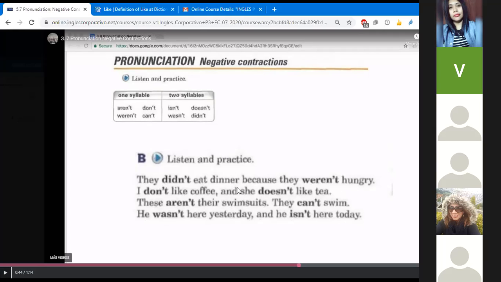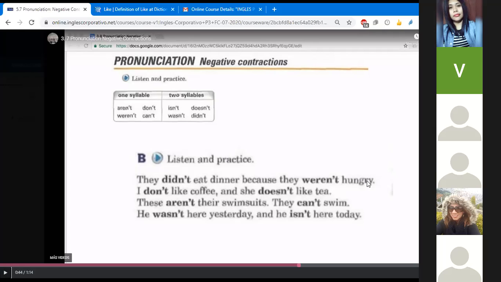Okay. Les voy a dar un tip de pronunciación. Cuando hay doble letra, se dice dinner. Si solo hubiera uno, sería diner. Okay. So you say they didn't eat dinner because they weren't hungry.